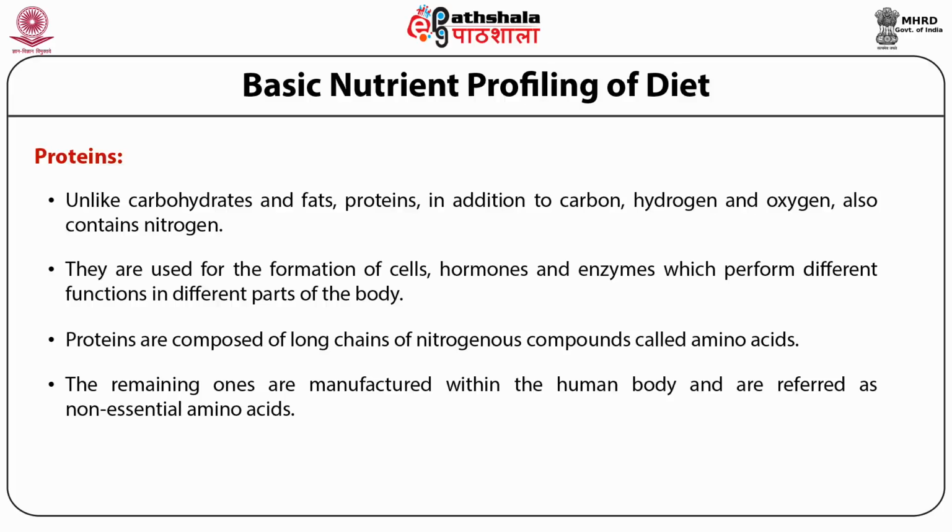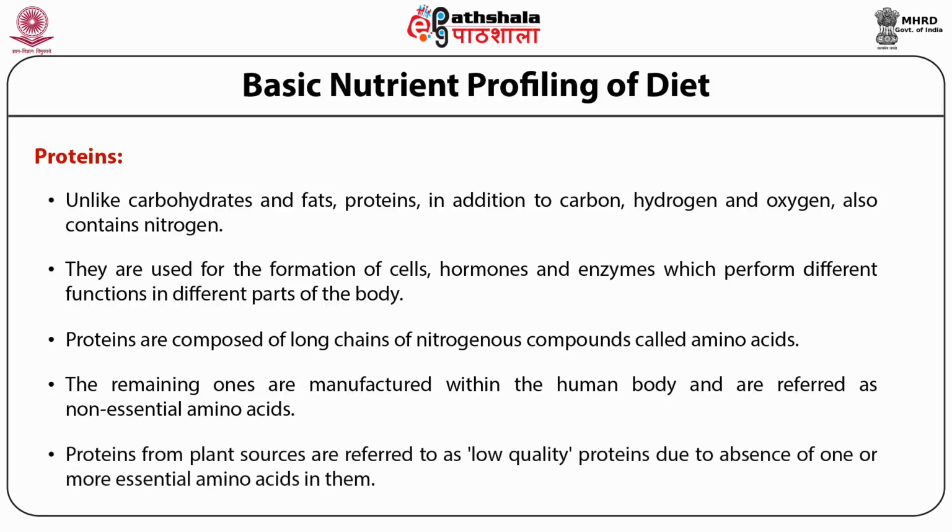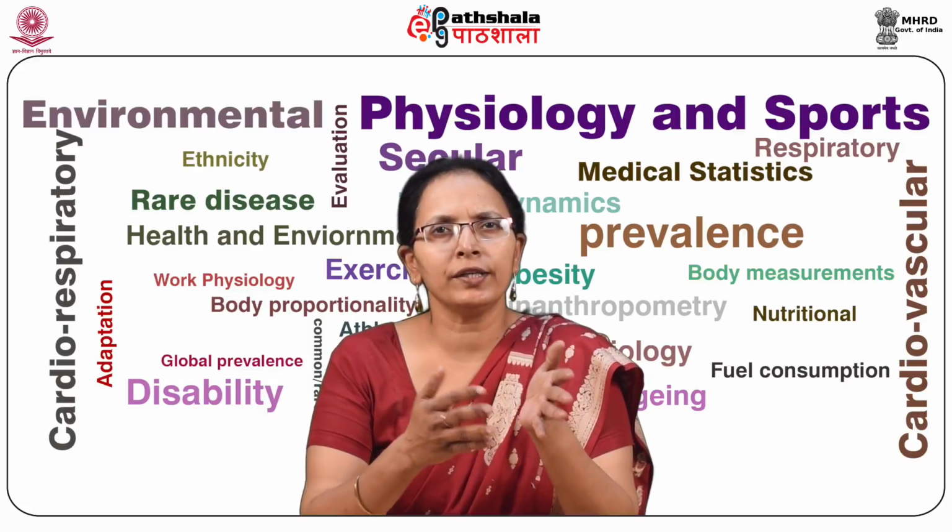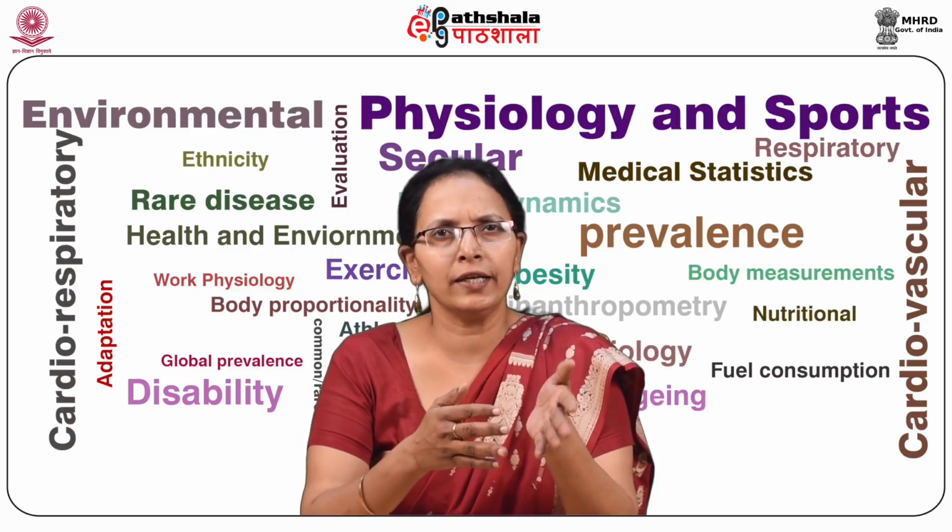High protein sources are cheese, cereals, beans, nuts and soybeans. However, it is suggested that animal protein sources are high quality proteins as they are a good source of all the essential amino acids, whereas the proteins from plant sources are referred to as low quality proteins due to the absence of one or more essential amino acids in them. It has been recommended that on average, an individual must take 1 gram of protein per kilogram of his or her body weight.